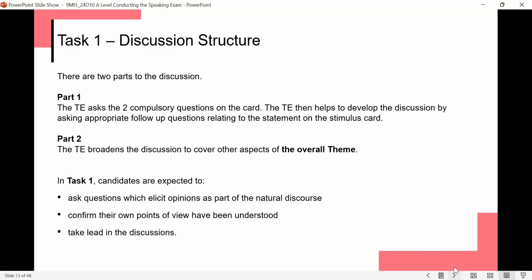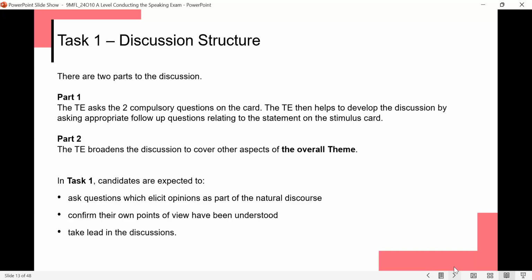Now, in task 1 as well, candidates are expected to ask some questions that elicit opinions as part of natural discourse. And so when they do this, they don't particularly need to ask fully formed questions. It's absolutely fine if they say, "Do you agree with me?" or "What do you think?" or "Have you ever been to that place? Is this somebody that you've heard of?" and things like that. So we're not particularly looking for students to ask complex and fully formed questions, but they should be eliciting your opinion. So do you agree? What do you think? Those are natural questions as part of natural discourse.